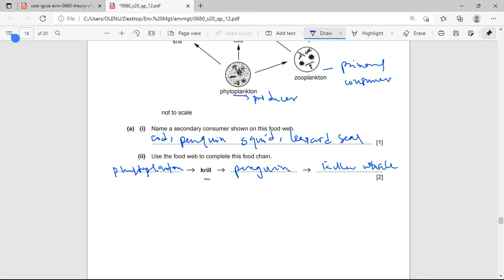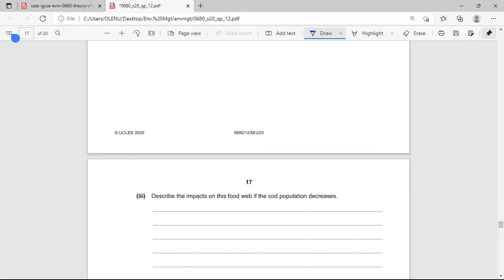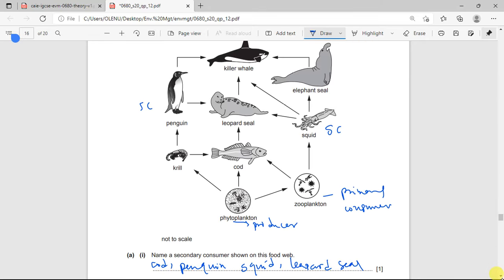Now, the next question is describe the impact on this food web if the cod population decreases. So if the cod population decreases, that means this cod is no longer here. What will happen? The zooplankton will do what? Because cod feeds on zooplankton, you expect that the zooplankton will increase because cod has decreased. So zooplankton will increase. What else? Phytoplankton will increase. Krill will increase.